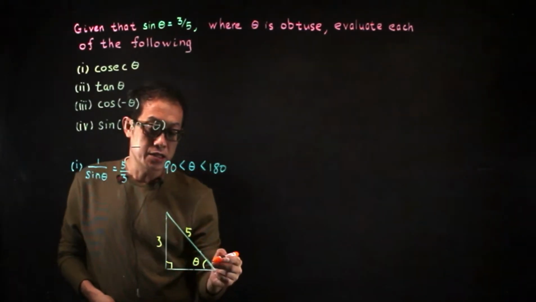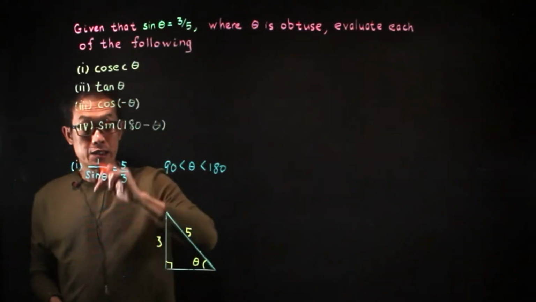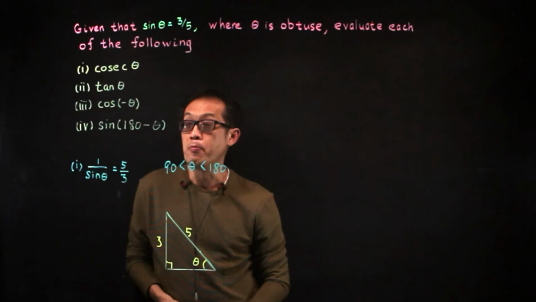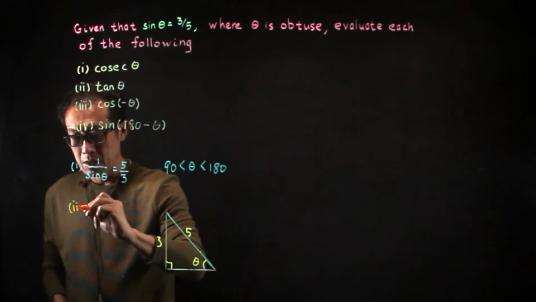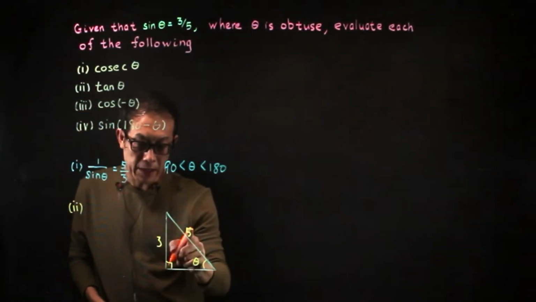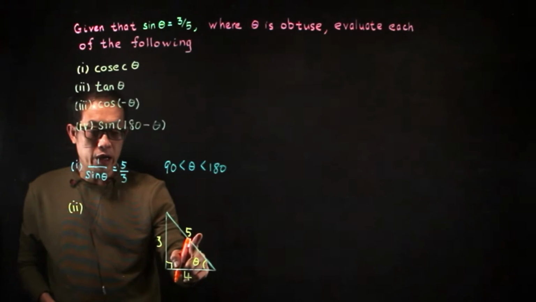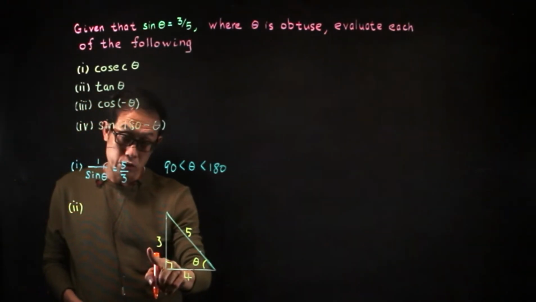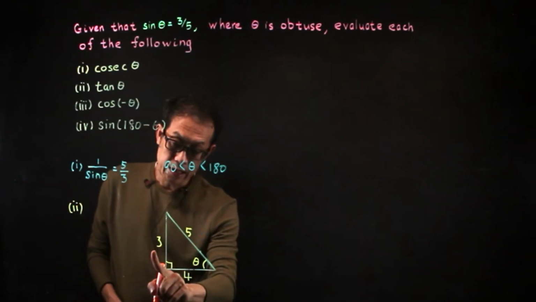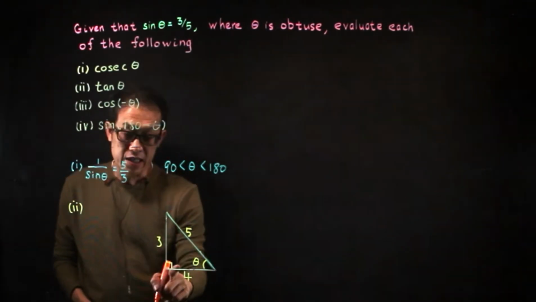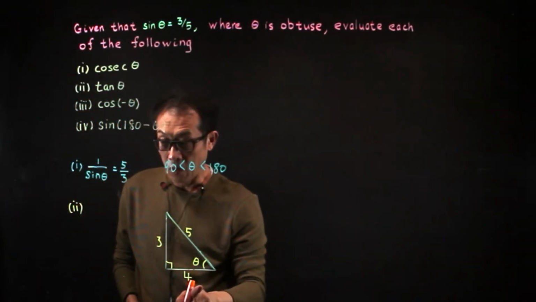Alright, or I would rather say that this is the basic angle of theta. But I just put theta, it's okay. Now, how to find tangent theta? You look at this. By Pythagoras, you will find that this is 4. 5 squared minus 3 squared, square root, you get 4. 5 squared is 25, 3 squared is 9, 25 minus 9 is 16, square root of 16 is 4. So the length of this is 4.